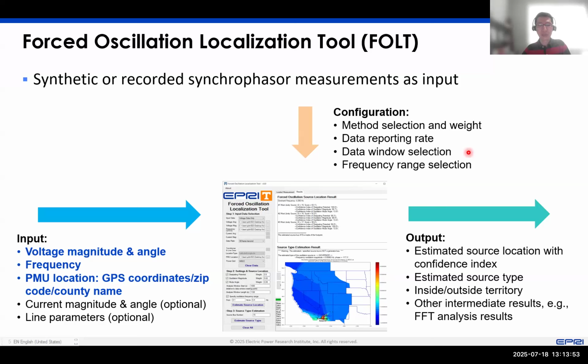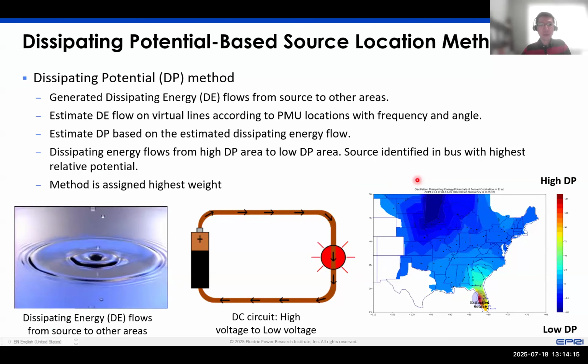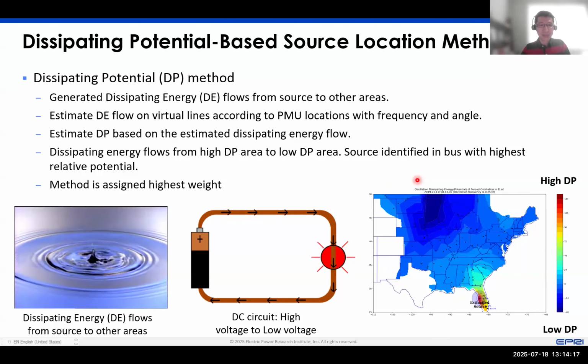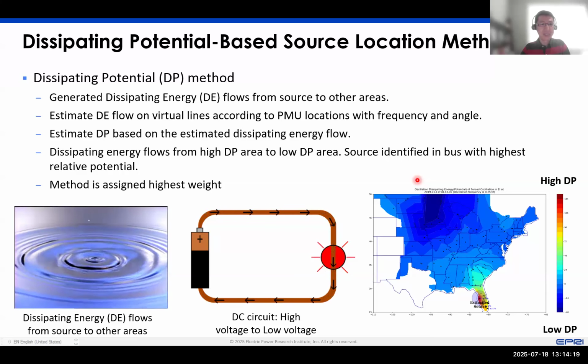Regarding the configurations or settings, we can allow the user to select the method and give them different weighting factors. They can also specify the data reporting rate, the data window selection, and the frequency range selection. So what kind of frequency range is of your interest? And a little bit of detail about each method here for the source location estimation.